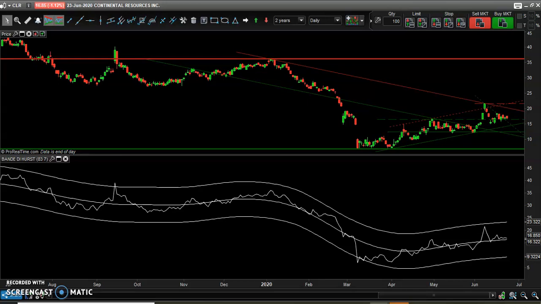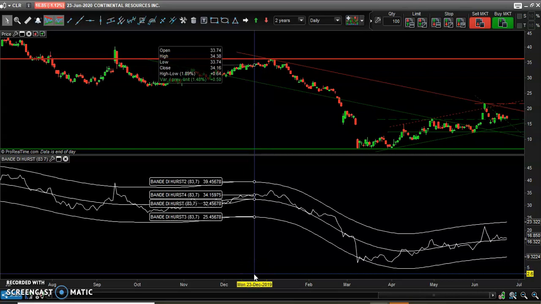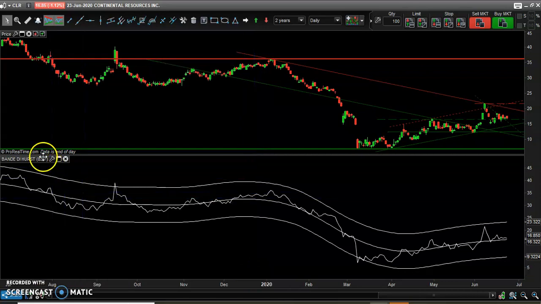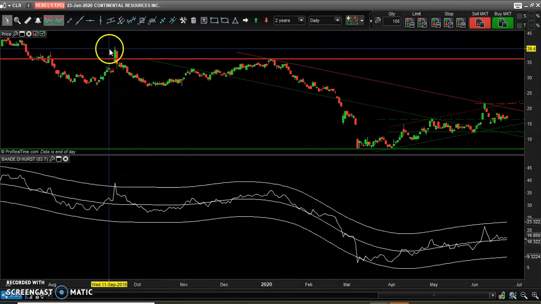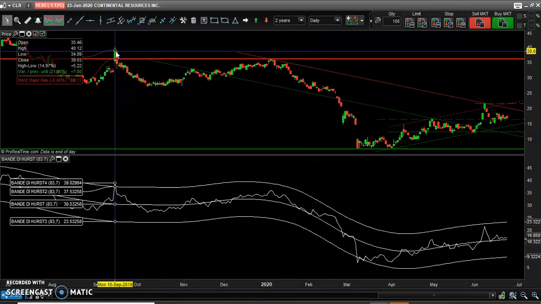As we all know, the parameter has to change in order to reflect the historical volatility. So what we see here is Continental Resources. We have the parameter set at 7, and as you can see, once the price hits the band, it seems actually quite powerful in terms of understanding where the price might reverse.